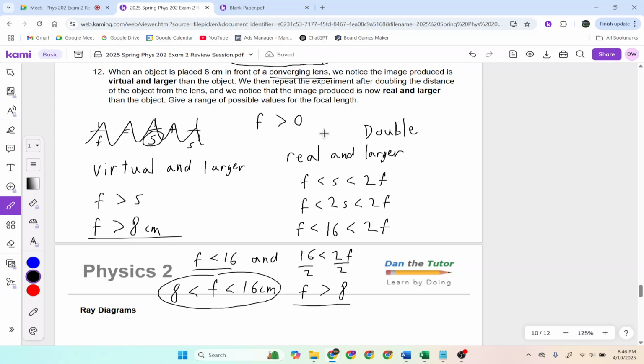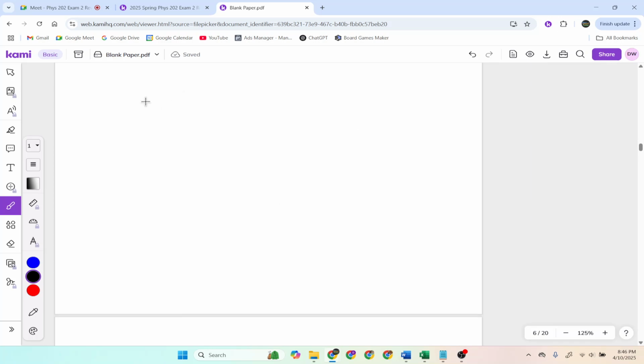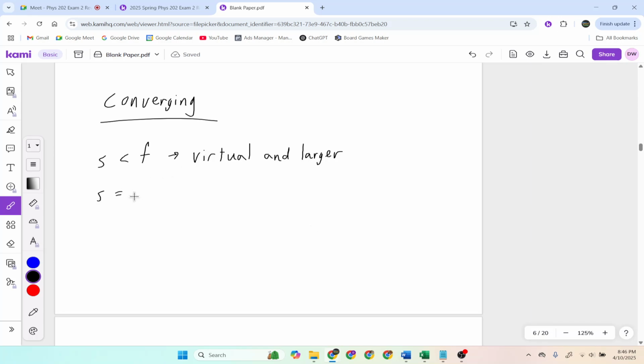Now, as promised, I said what the different ranges would do. Here's all of the ranges for converging lens. I'm not going to give diverging because it's literally all the same. It doesn't matter, virtual and smaller. So if s is less than f, this is virtual and larger. My object is closer than f. If s equals f, this one's funny, you get no image. Literally just no image forms. There ends up being a 0 in the denominator, and as we know, that's undefined.